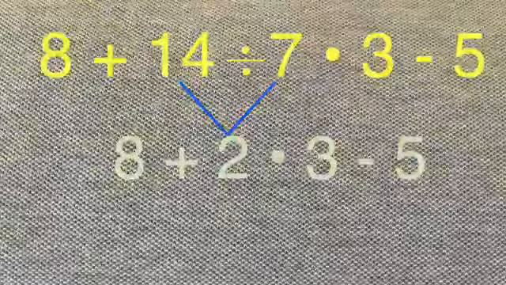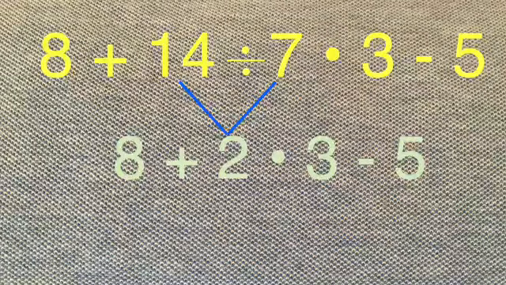Let's use the order of operations to simplify this expression. There are no grouping symbols, so we can move to check for exponents. There are also no exponents. So now we either go to multiplying or dividing. Since we multiply or divide, depending on which one comes first on the left, we will first do 14 divided by 7, which is 2. We have now simplified it to 8 plus 2 times 3 minus 5.